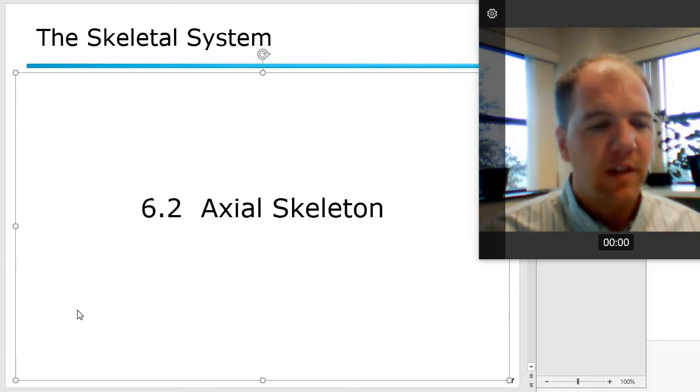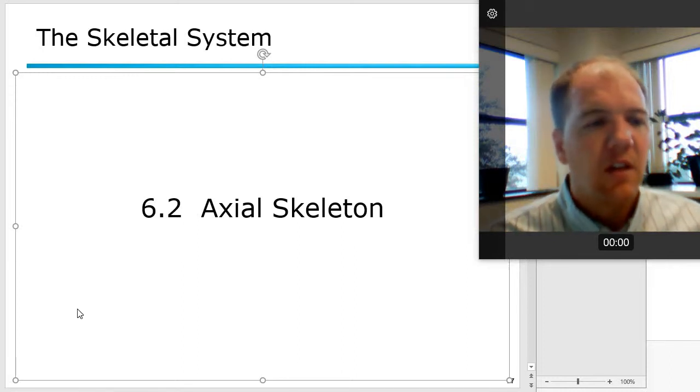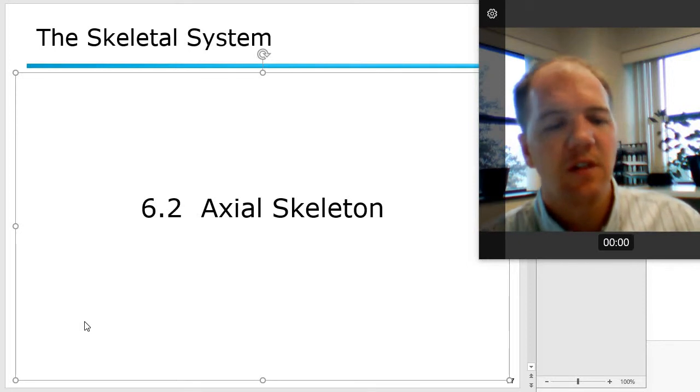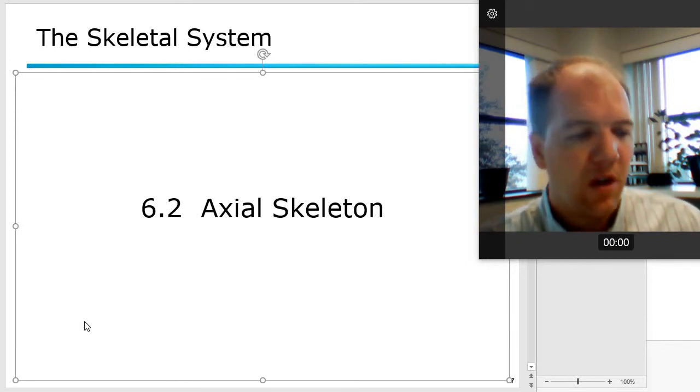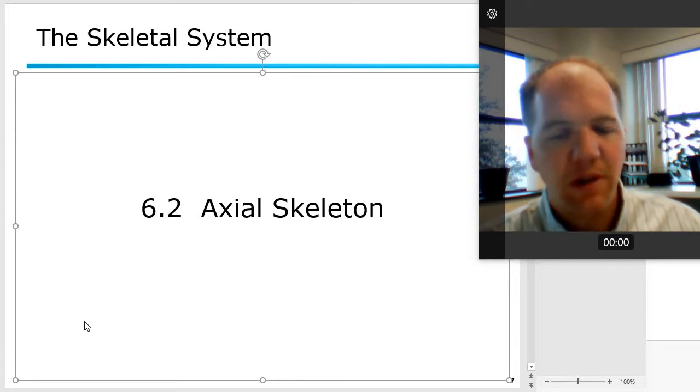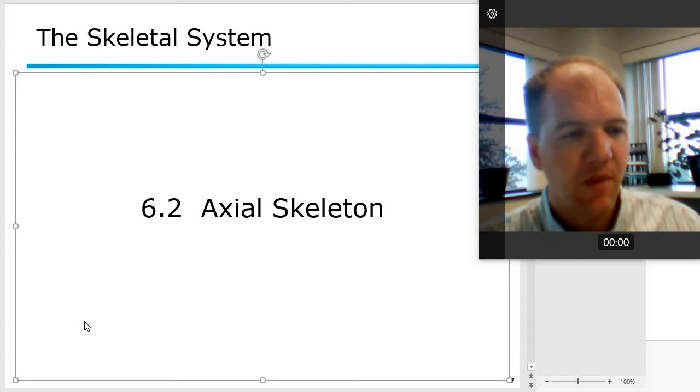Okay, class, so in this next part of chapter 6, I'm going to go through the skeletal system and look at all the different bones and things like that. I'm not going to go through each of the slides necessarily here. I want you to look through the slides. Most of this information is just self-explanatory. It's just showing the different bones and things like that.